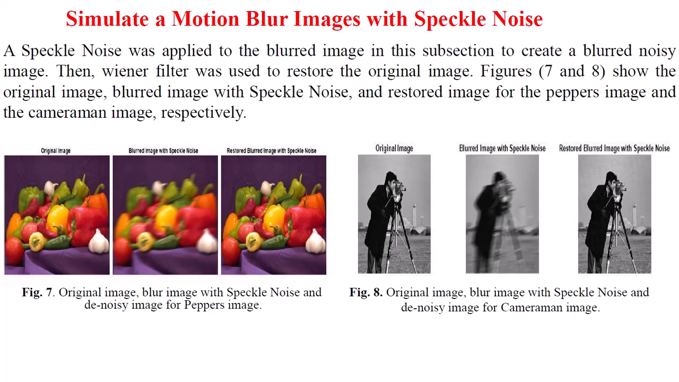Then we applied winner filter to remove the noise with the blur from image, from blur noisy image. And this case also shows in figure 7 and figure 8. So we see that winner filter is a perfect filter, which can remove blur and noise from image.